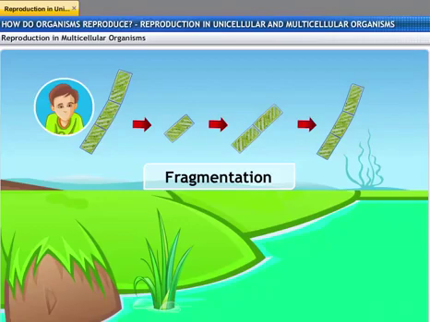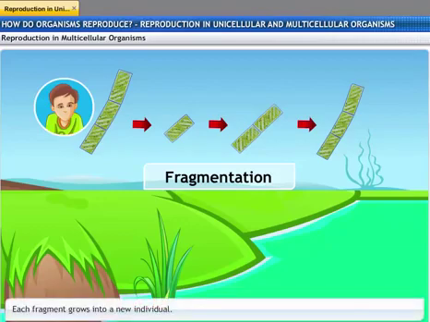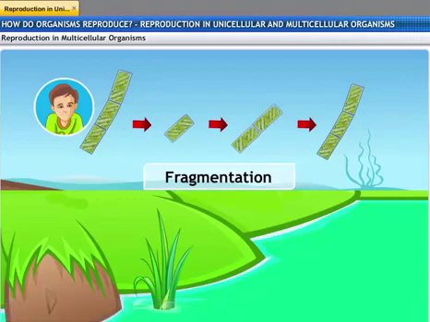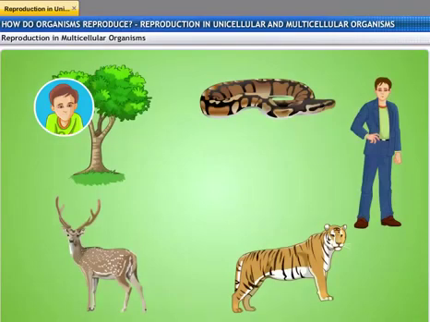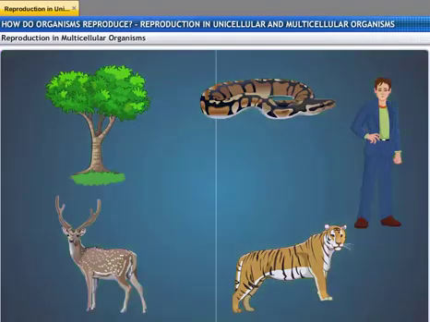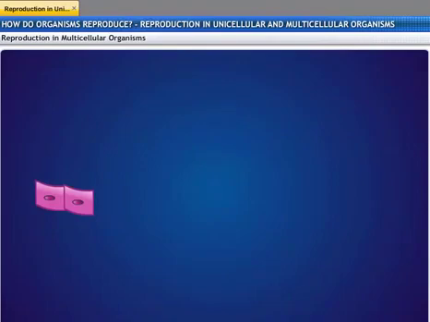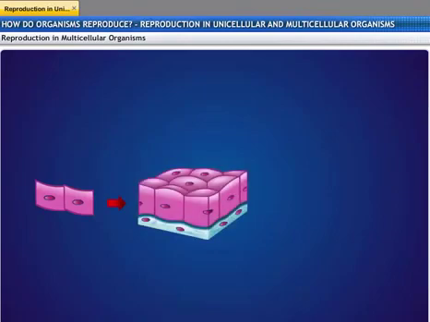Ah, so each piece or fragment grows into a new individual. That's right. What about other multicellular organisms? Why can't they reproduce by fragmentation? Because they are not just a random collection of cells. They consist of specialized cells organized as tissues.